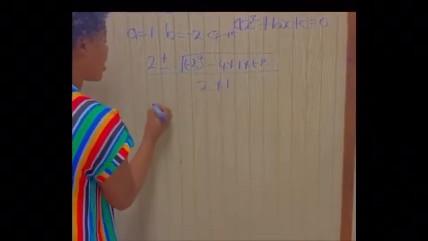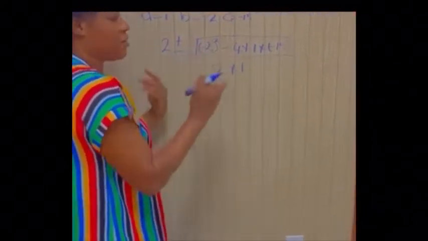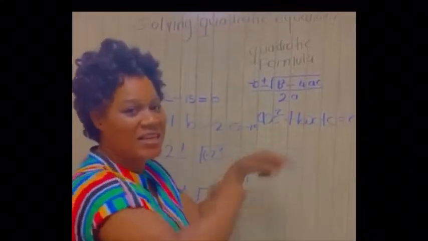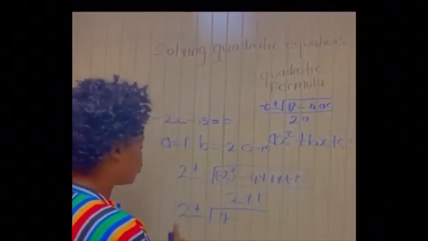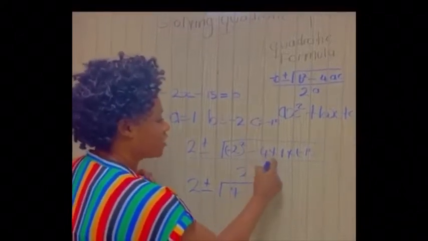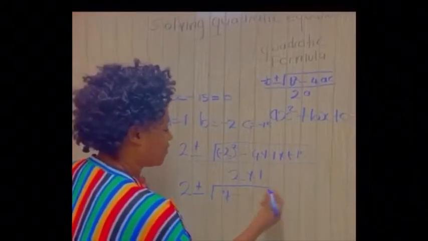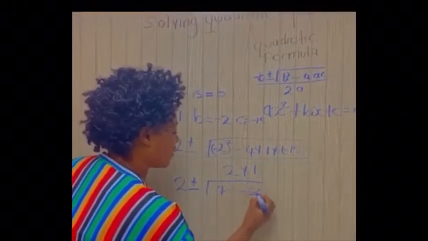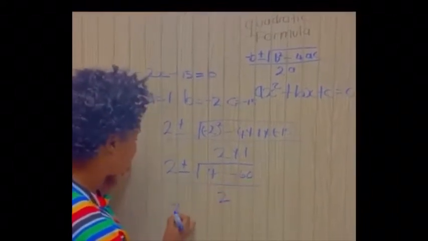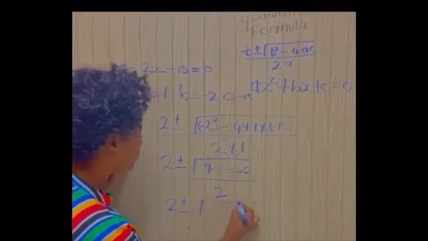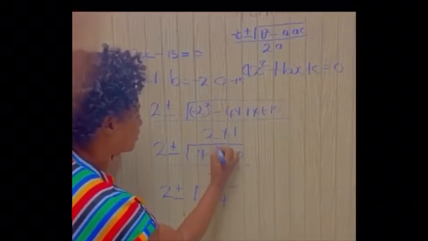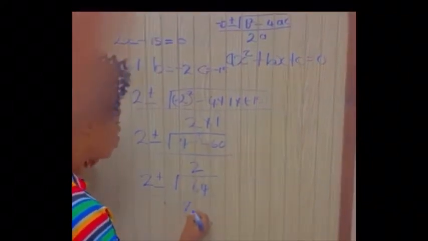Alright? From here, now we're gonna pretty this up because it kind of looks messy. So, as I said, we need to clean this up. So, we have our 2 plus or minus the square root of 4 minus 4 times 1 times negative 15 will give us negative 60, divided by 2. Cleaning it up again. So this is 2 plus or minus the square root of 64, because minus and minus will give us a positive, and divided by 2.